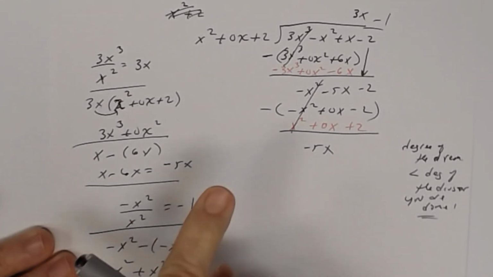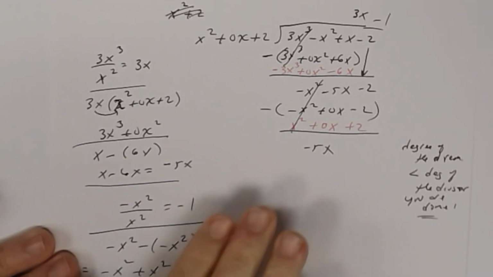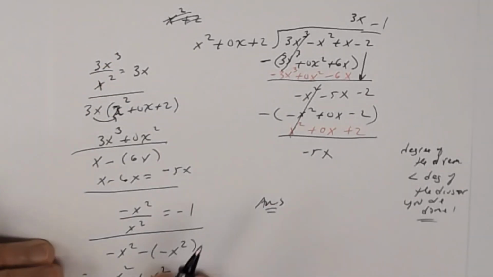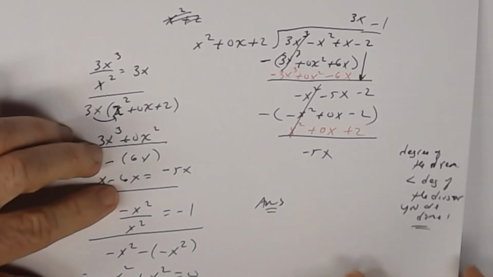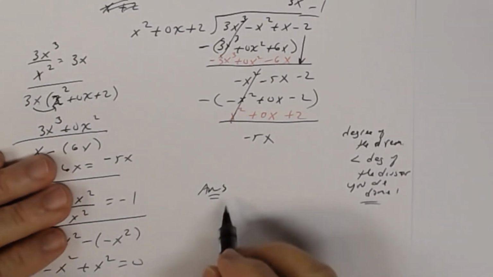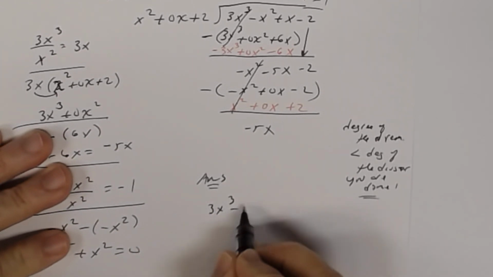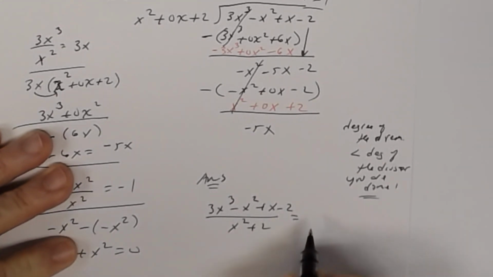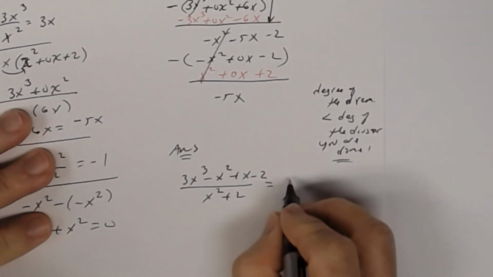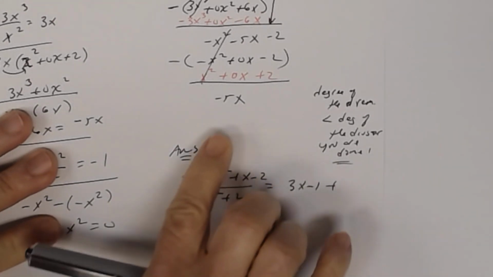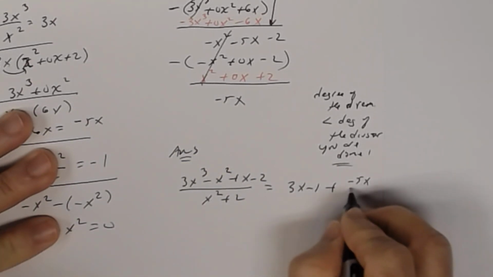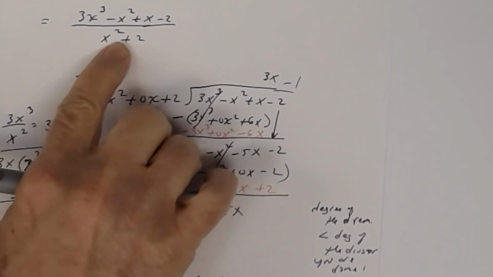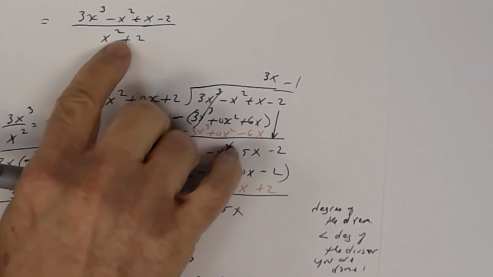All right. Now, remember how we wrote this. So far, this is how you wrote it. You said the answer, and then I'm going to go ahead and rewrite the problem. So let me show you. So you have 3x cubed minus x squared plus x minus 2 divided by x squared plus 2 is going to equal the quotient, which is 3x minus 1, plus the remainder, which is negative 5x, divided by the divisor. Now don't use the 0 term. You use the actual polynomial that you started out with. So it's x squared plus 2.